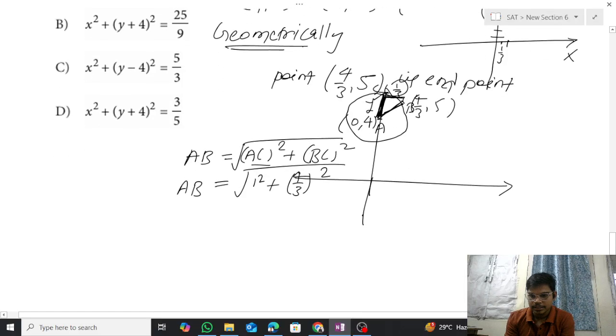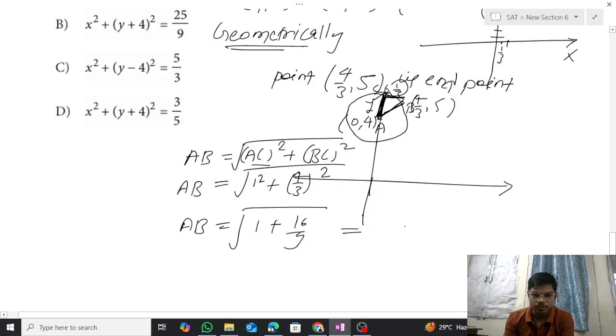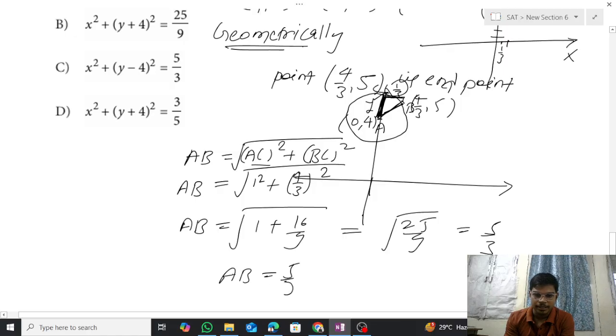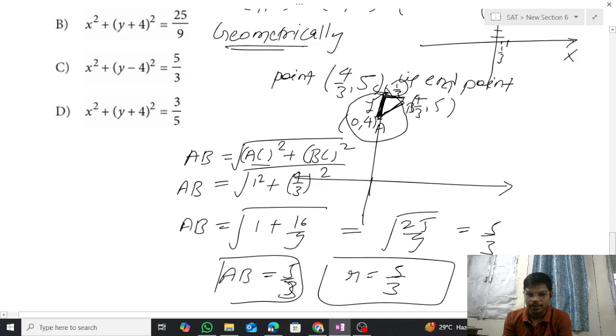What is the calculated AB? This is the root of 1 plus 16 by 9. This is 25 by 9. This is lastly 5 by 3. So your AB is 5 by 3. Now you have the radius. R is equal to 5 by 3. You have idea about the radius now and center now.